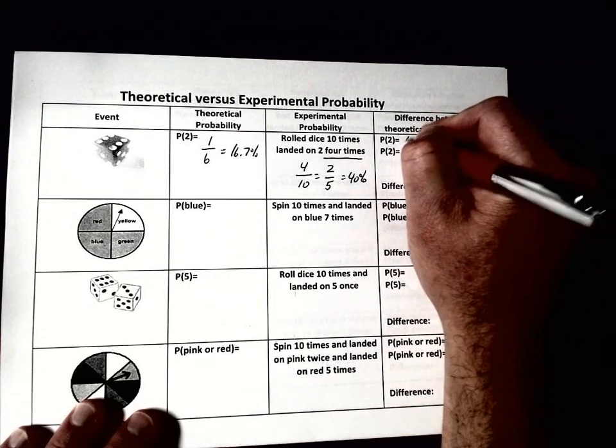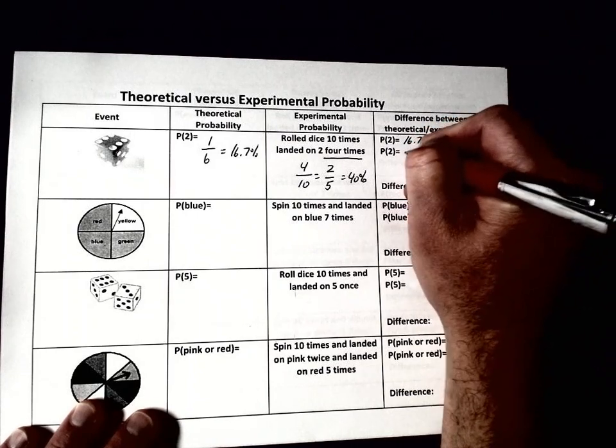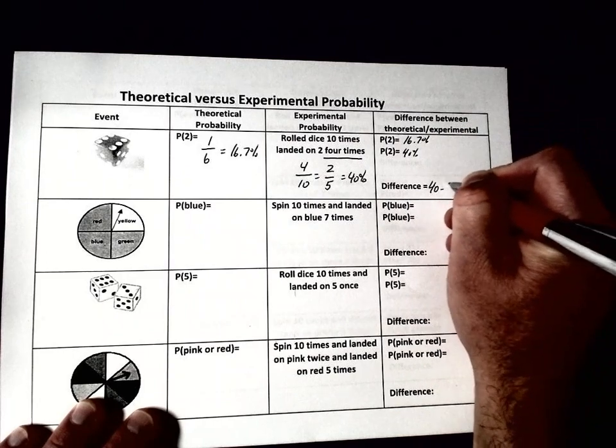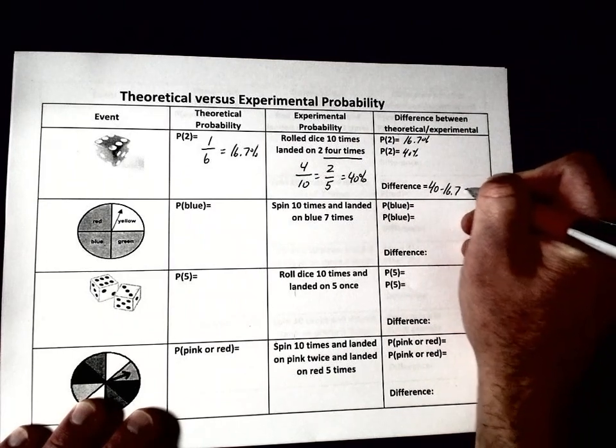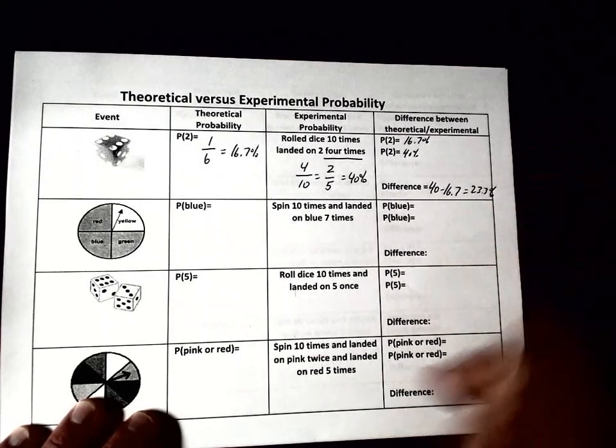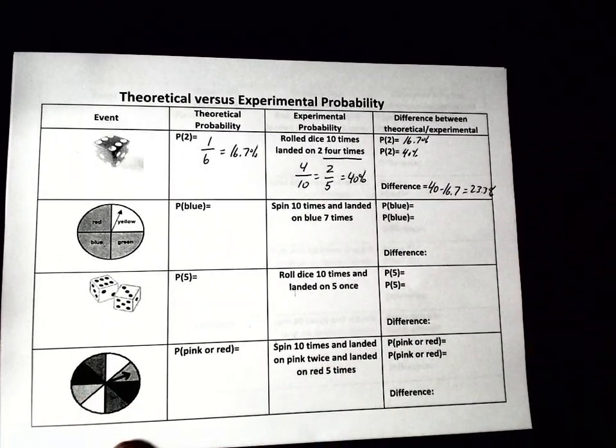All right, so we're going to compare the differences. And then we're going to subtract 40 and 16.7. And the difference is 23.3%.